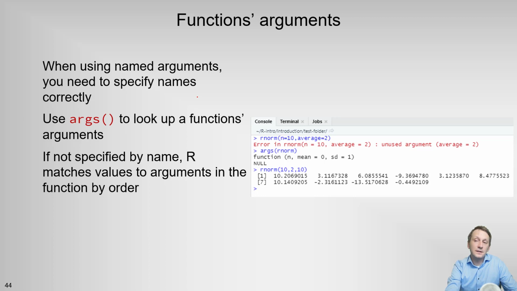If you don't specify arguments by name, they will be specified by order. So you can call rnorm 10, 2, 10, and so 10 will be passed to n, 2 to mean, and 10 will again be passed to the standard deviation. I think again it's a little bit more risky to not use names and just rely on sequence. So let's say somebody else developed a function, they changed the order accidentally, and then the results that you would get by calling that function later on would actually be wrong.